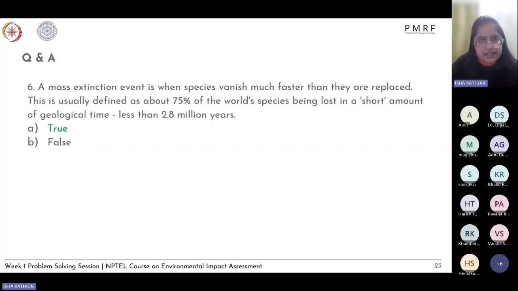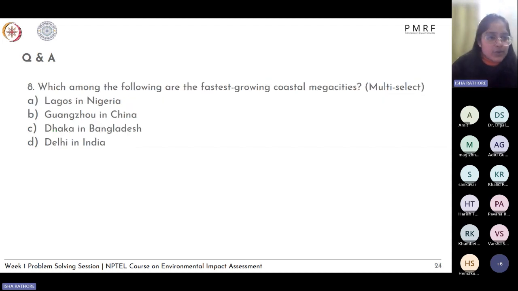A mass extinction event is usually defined as when species vanish much faster than they are replaced, and this is when 25% of the world's species population is lost in a very short period of geological time, which is less than 2.8 million years. We have so far seen 5 cycles of mass extinction events, and we are currently in the 6th mass extinction event phase. Okay, so the statement was true, so A, true, is the correct answer. Okay, moving on to next question.